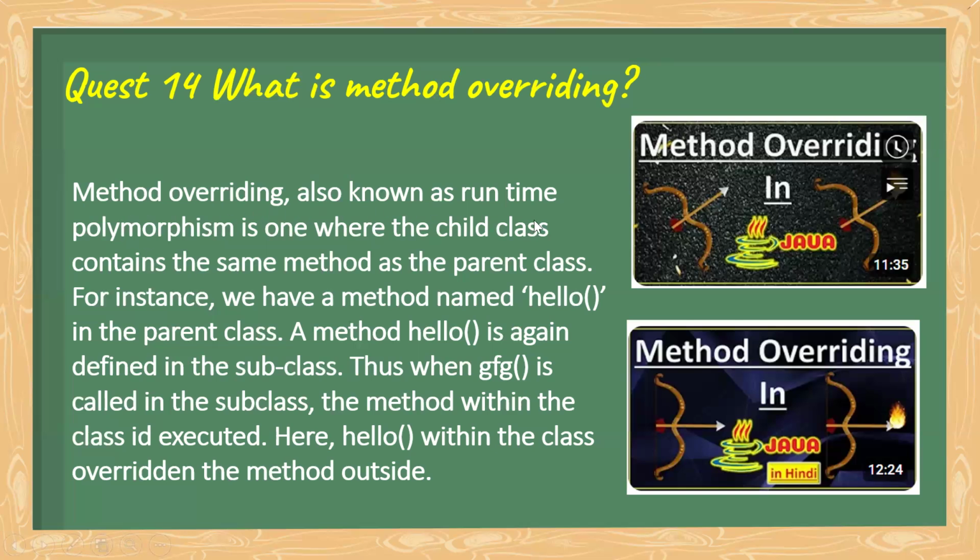Method overriding, also known as runtime polymorphism, is where the child contains the same method as the parent class. For instance, we have a method named hello in the parent class. The method hello is again defined in the subclass. Thus, when hello is called on the subclass, the method within the subclass is executed. Here, hello within the subclass overrides the method in the parent class.